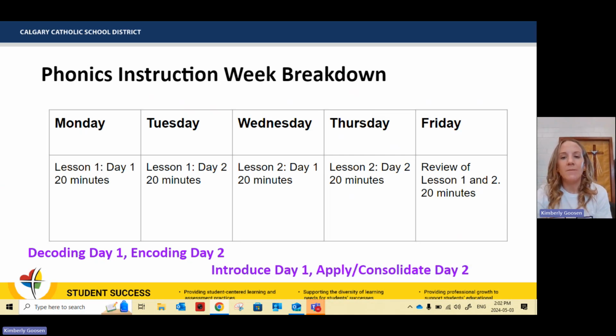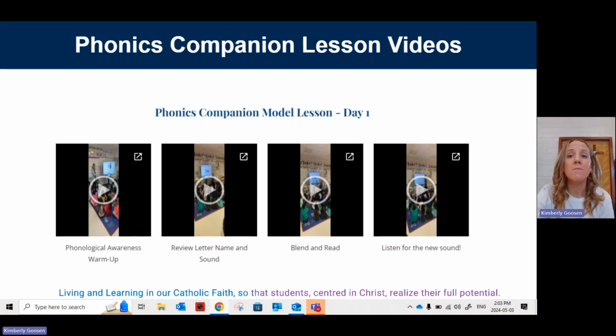So again, with the Phonics Companion, they have the idea that you introduce, you apply, and you consolidate. So on day 1, you could be introducing the skill explicitly, and then on day 2, you could apply through a game and consolidate through something like a decodable text. There are model lesson videos on the NCIS site under that grade 1 resources. When you get to the Phonics Companion page, you scroll down, and you'll see all the videos for each part of the Google slides, so you can see what that might look like in person.